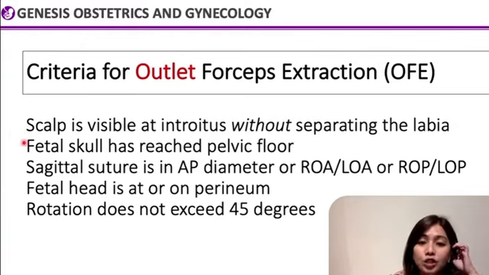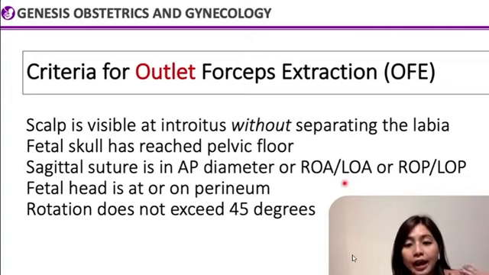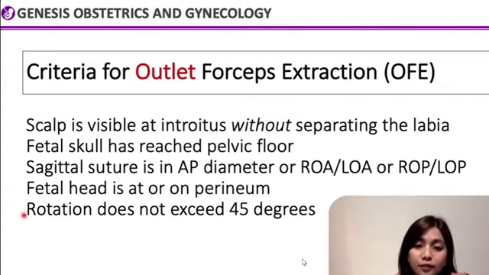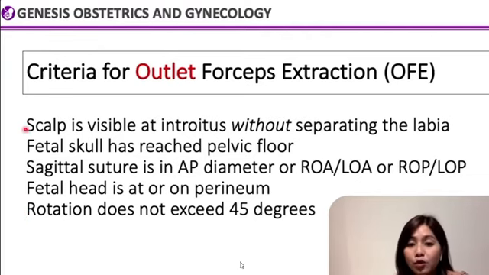Second, the fetal skull has reached the pelvic floor. The sagittal suture is in the anterior posterior diameter, or ROA, or LOA, or ROP, or LOP. Okay, guys, basta wala sa transverse position. Kaya important na marunong kayo mag-determine ng fetal position. Okay, fetal head is at or on the perineum, and the rotation does not exceed 45 degrees. In other words, basta wala ka sa transverse position, pwede kang mag-outlet forceps extraction pag na-fulfill mo yung other criteria.